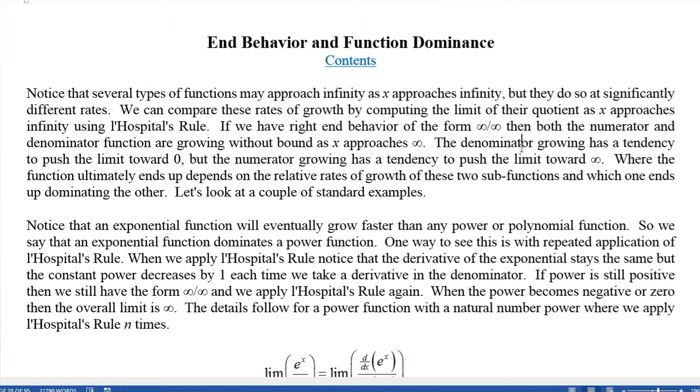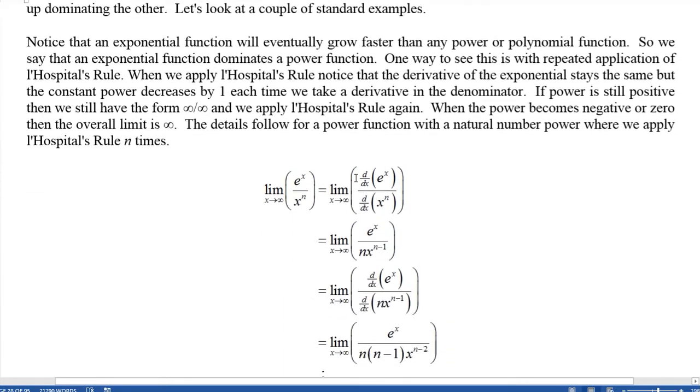And so if the numerator grows significantly faster than the denominator, we say the numerator function dominates the denominator, in which case the whole thing goes to infinity. On the other hand, if the denominator function is the dominant one, then the whole thing as a limit goes to 0. And if the limit is something else, that means they're basically growing at roughly the same rate, and that's when we get some other limit besides 0 or infinity. So let's look at a couple of standard examples.